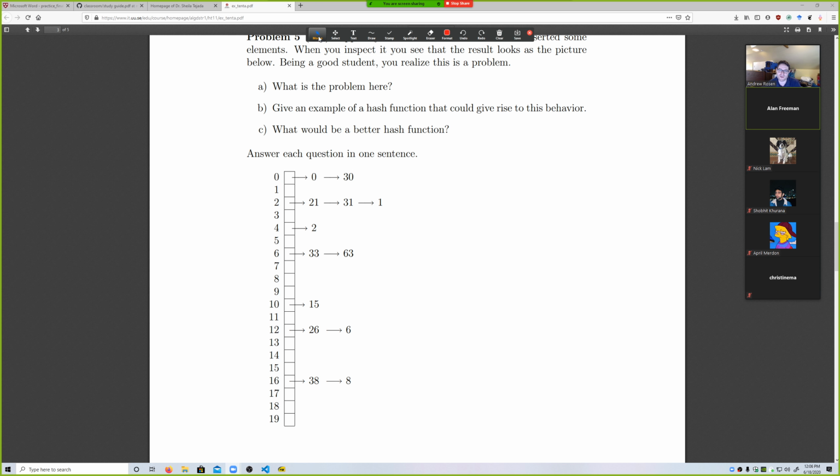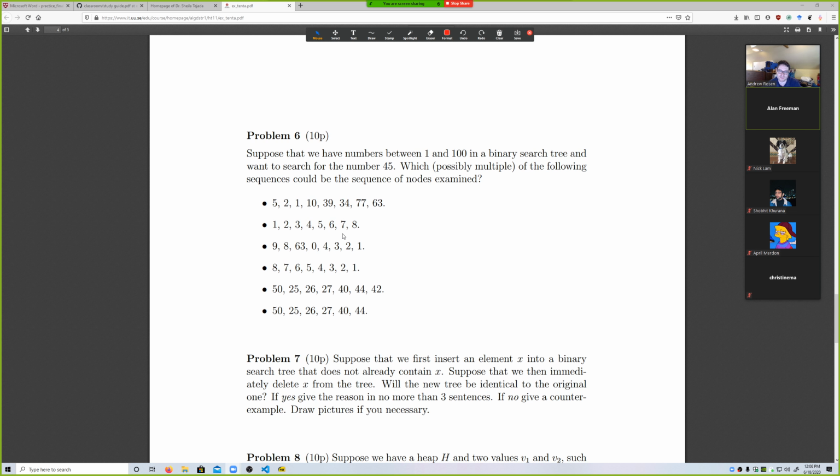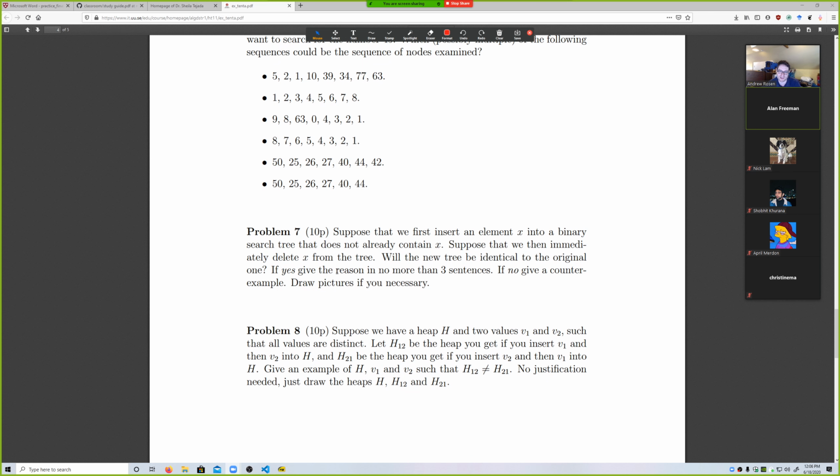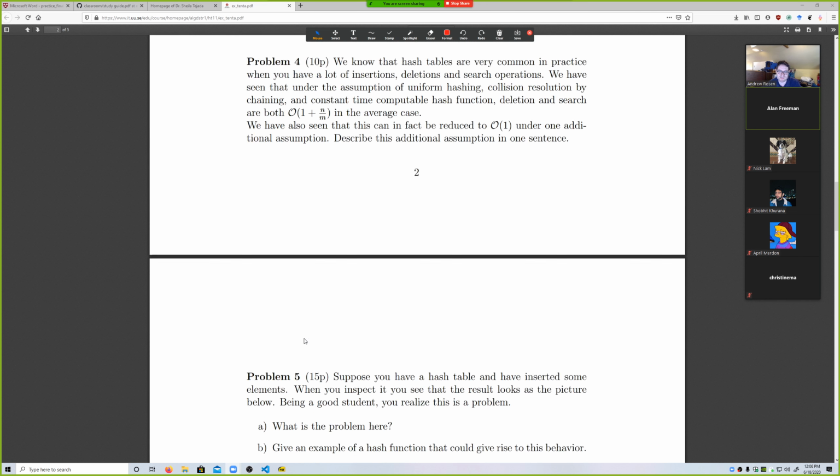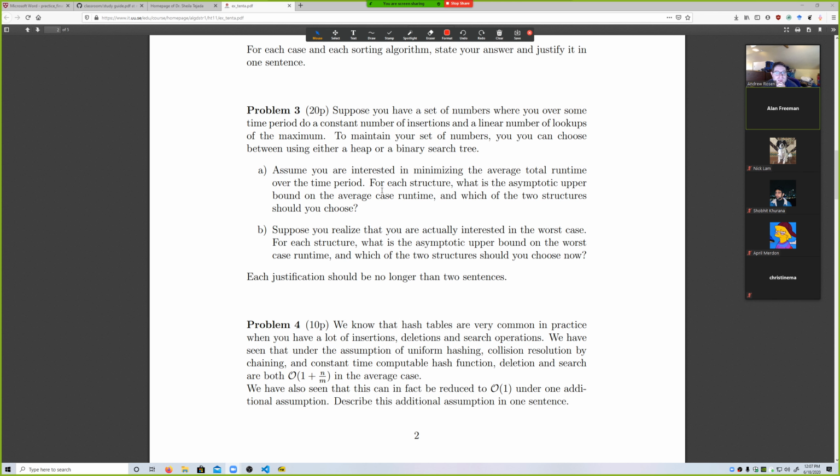Creating good hash functions is black magic, and it's beyond the scope of this class as well as a lot of other classes. Let's see what these other ones were.